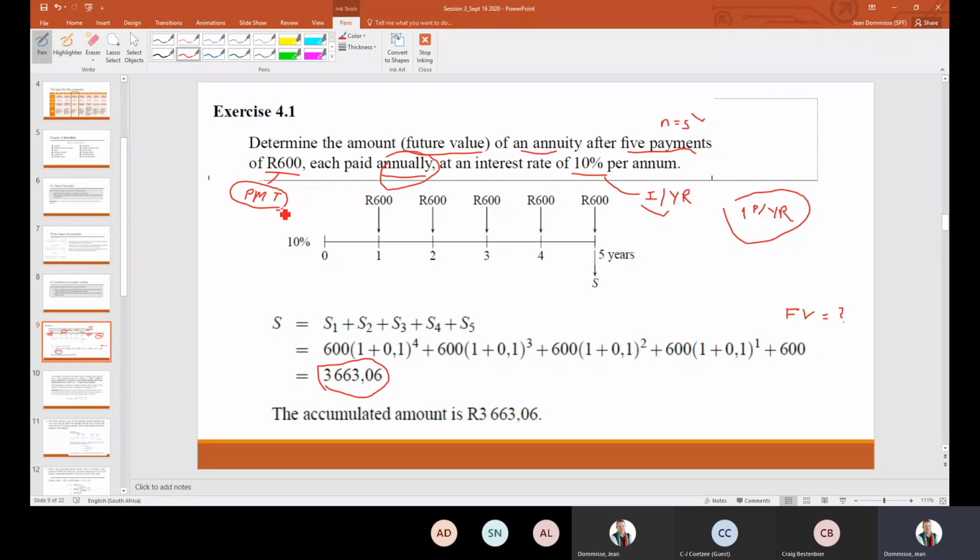Then for me, if I need to get the future value, I will make my present value 0. If I needed to get a present value, I would make my future value 0. That is just to make sure that everything is correct and we run everything smoothly on the calculator.